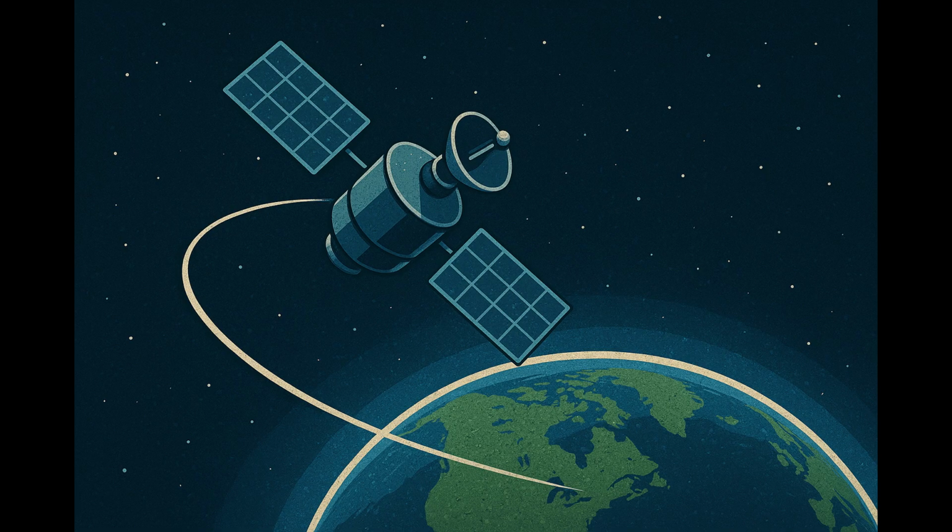Fun facts and misconceptions. Satellites don't hover unless they're in geostationary orbit. You can see some satellites like the ISS with the naked eye. There are over 6,000 active satellites and tens of thousands of pieces of space debris. Despite this crowd, orbital paths are managed carefully by space agencies to avoid collisions.